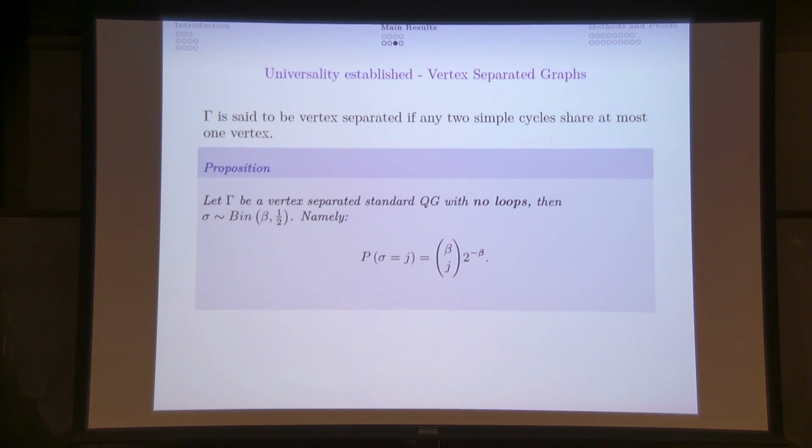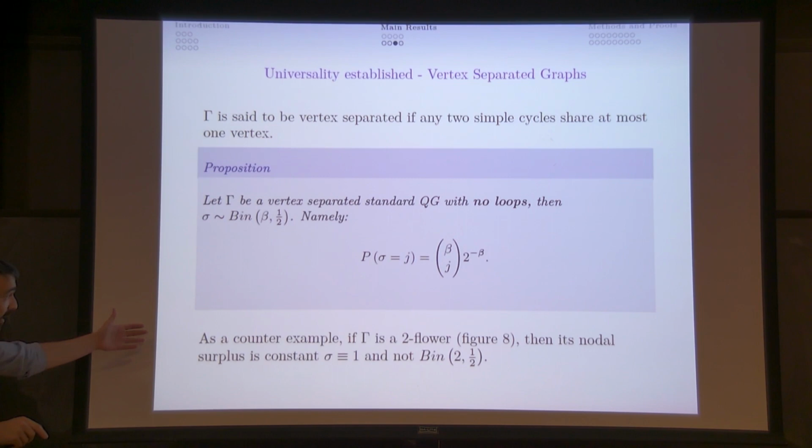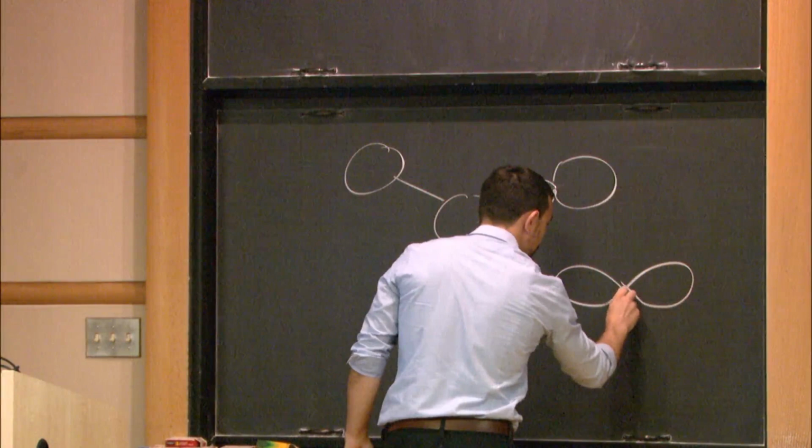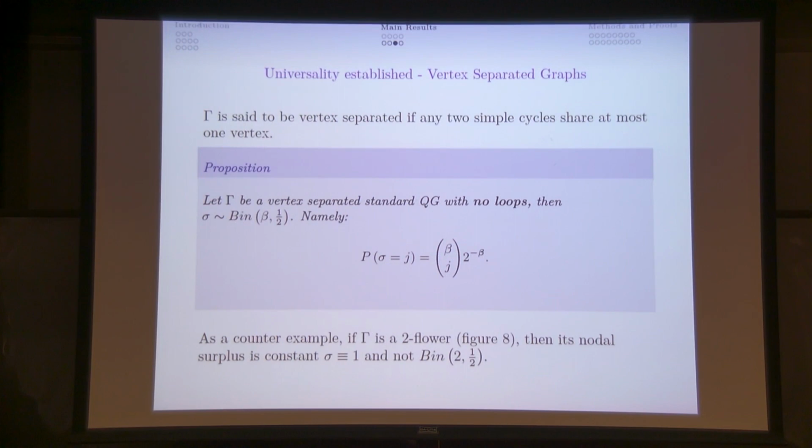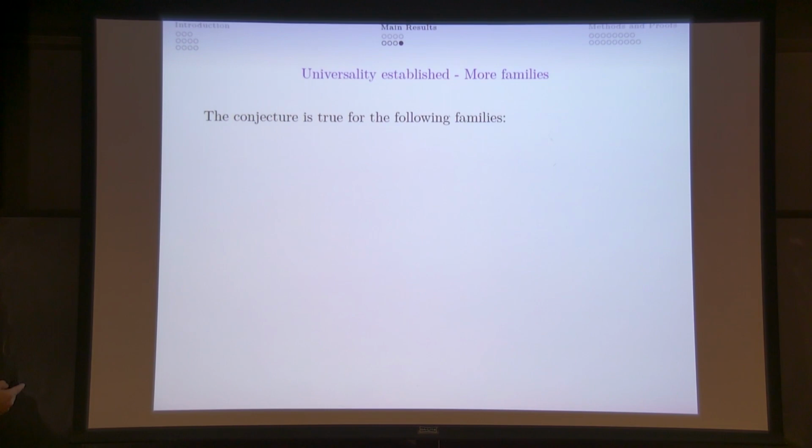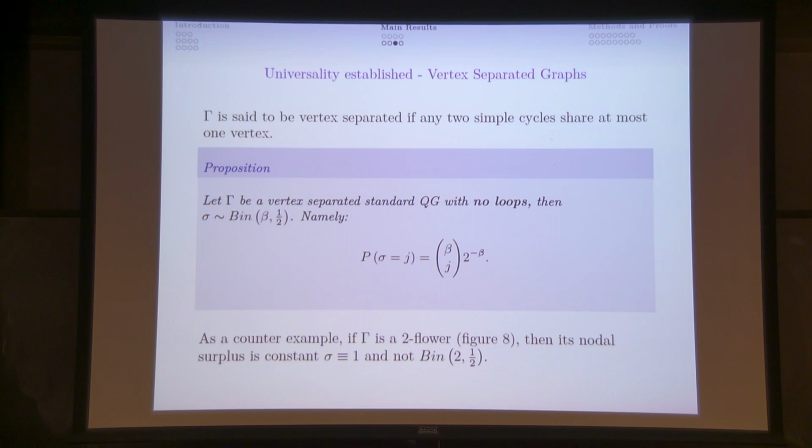And we prove that. And as a counterexample, just to see what happens if there are loops, if we just take the two flower, just the figure eight graph, so just this graph of two loops, then we can actually calculate and see that the nodal surplus would always be 1 and not binomial. So we really need this restriction of no loops. Now, these are the only cases where we can actually calculate the nodal distribution, and it's already a big achievement to actually calculate something like that.